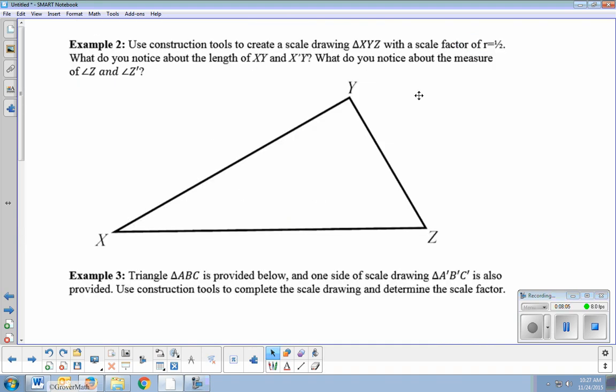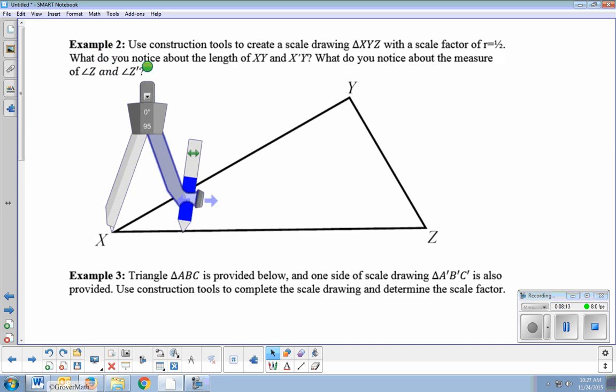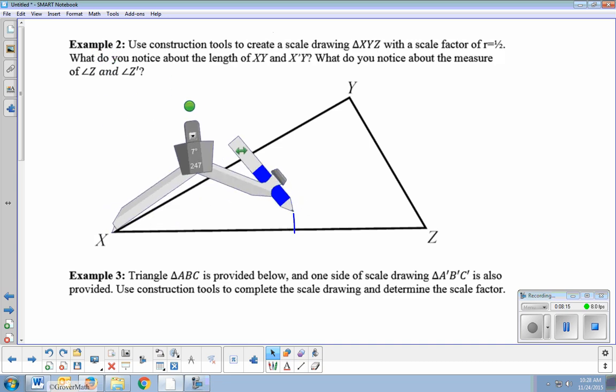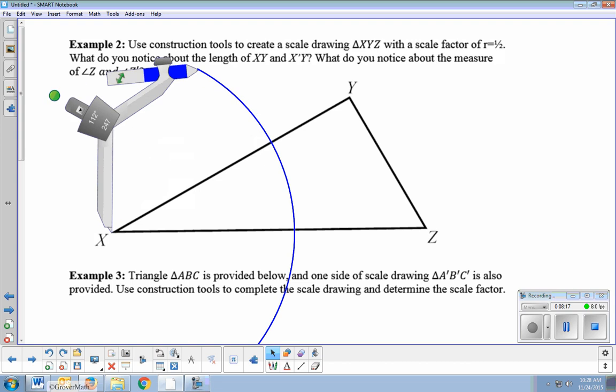What if I want to go half the size? Well, I just need to pick 2 sides and make them half the size. And how do I do half of something? We do our perpendicular bisector for half. So extend a little bit beyond halfway and draw some arcs.